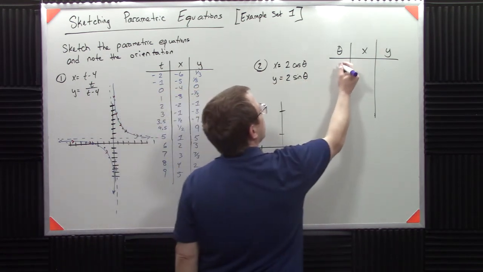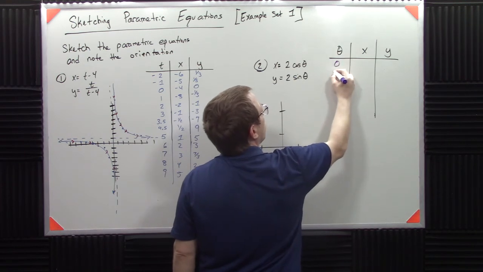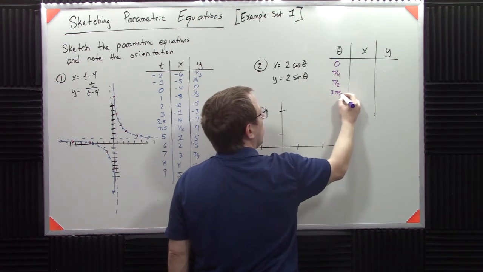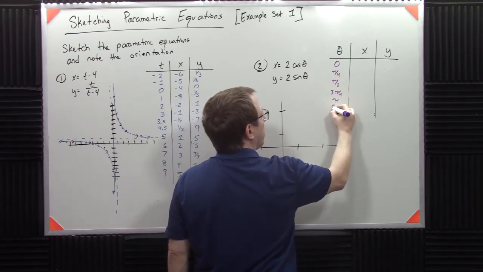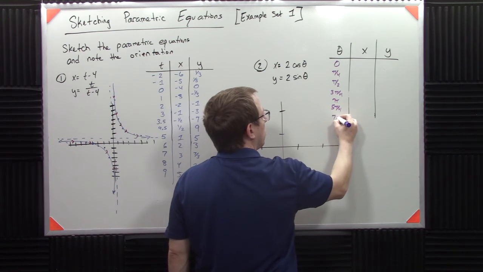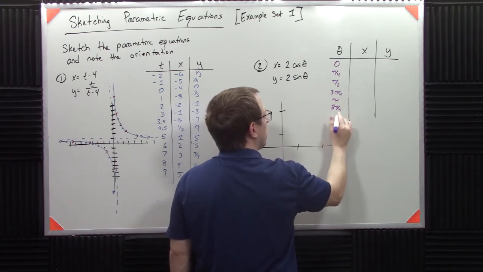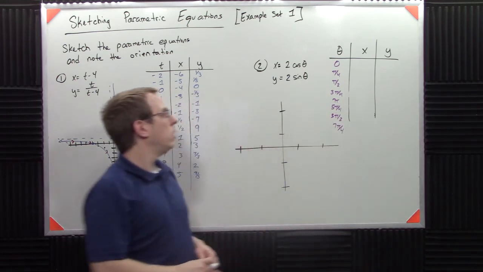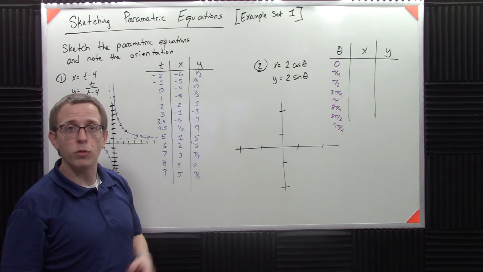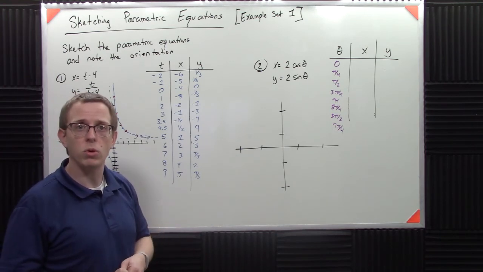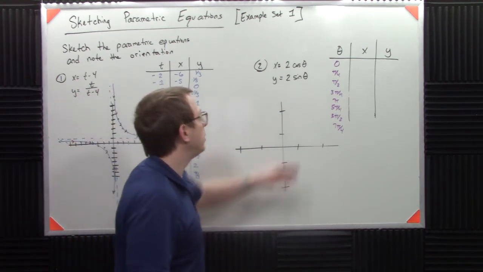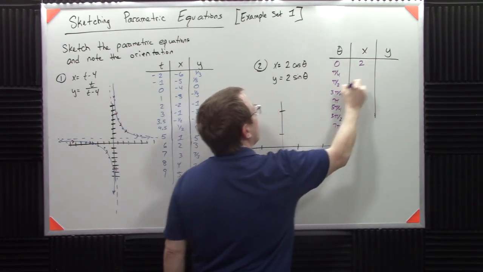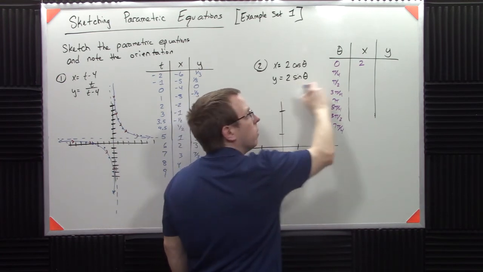We can say, all right, I'm going to do 0, pi over 4, pi over 2, 3 pi over 4, pi, 5 pi over 4, 3 pi over 2, 7 pi over 4. And that'll cover all my pi over 4s. If that's not enough information, we'll continue on. So when theta is 0, cosine of 0 is 1. So that gives me a 2 here. Sine of 0 is 0.